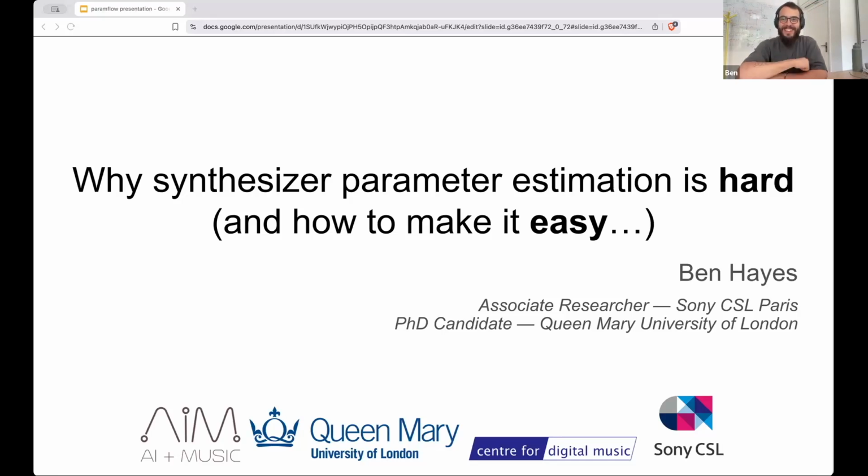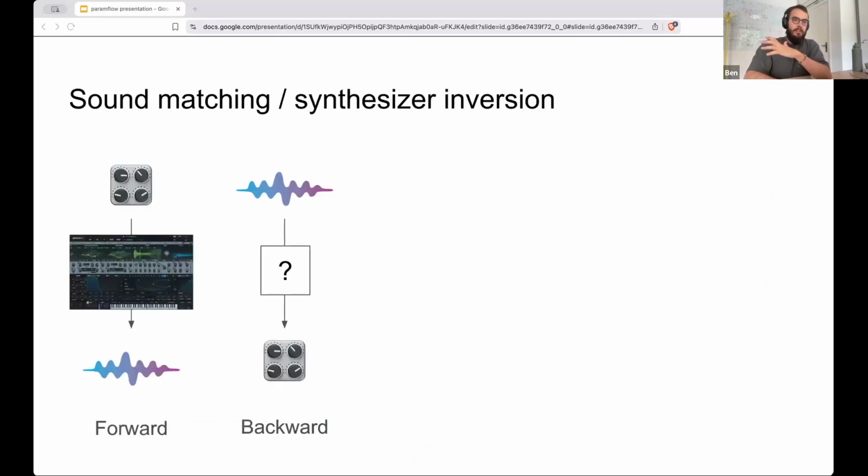Hey everyone. Cool. So I'm going to be talking about why it is hard to estimate synthesizer parameters and why perhaps it doesn't need to be. As Geordie mentioned, the context here is sound matching. This is broadly the task of: we have some audio, and we want to find parameters for a synthesizer that allow us to approximate this audio.